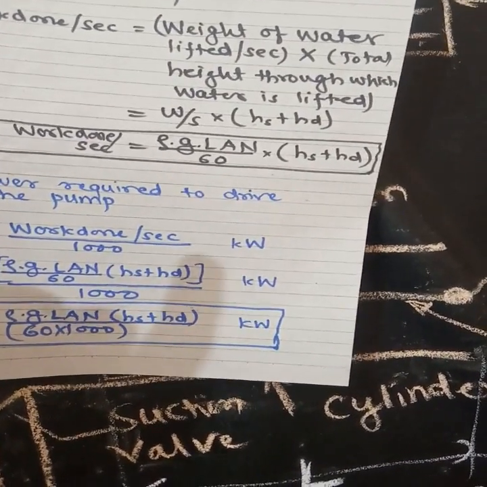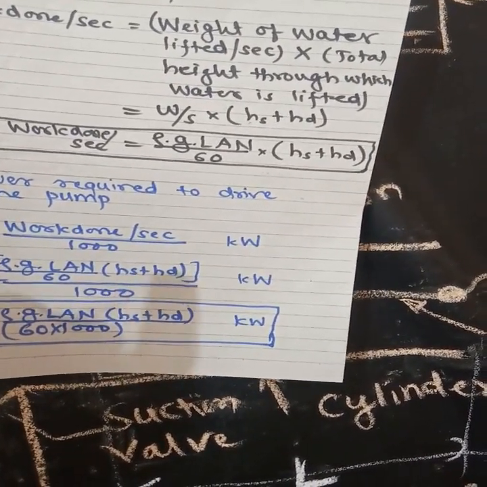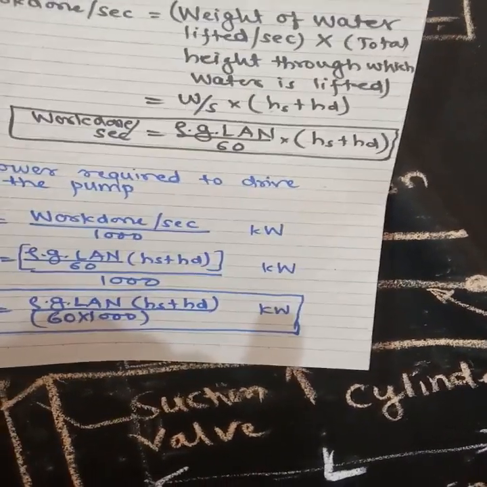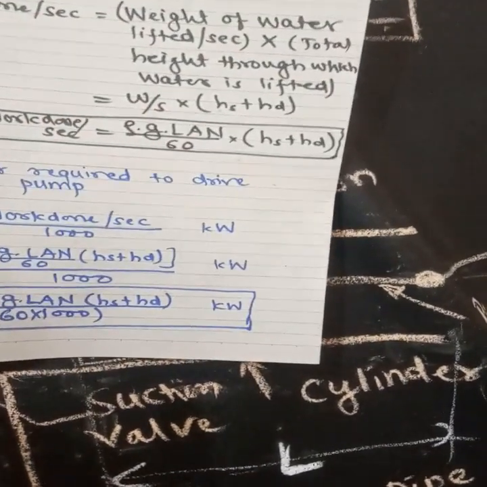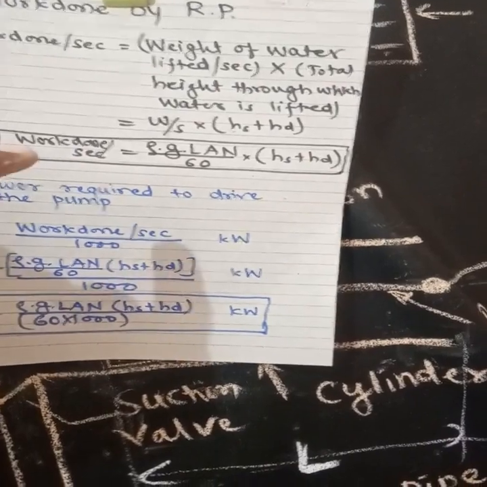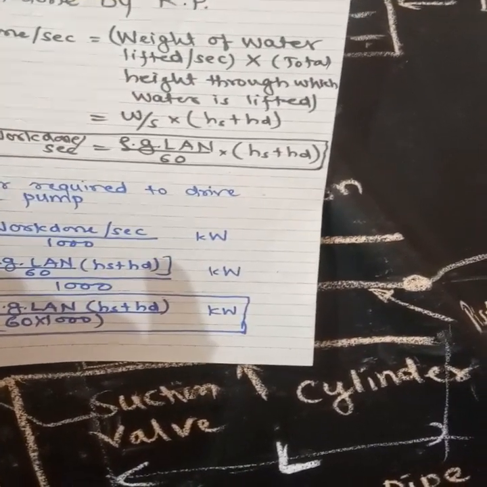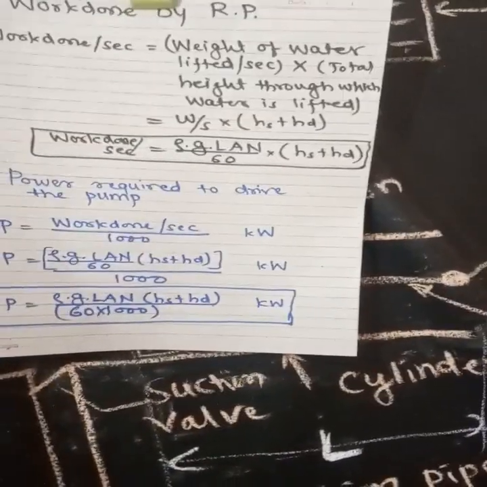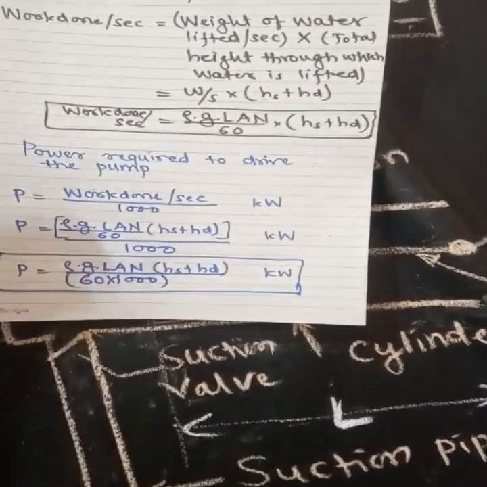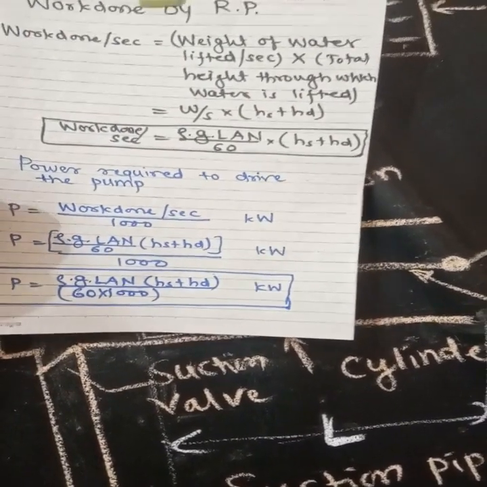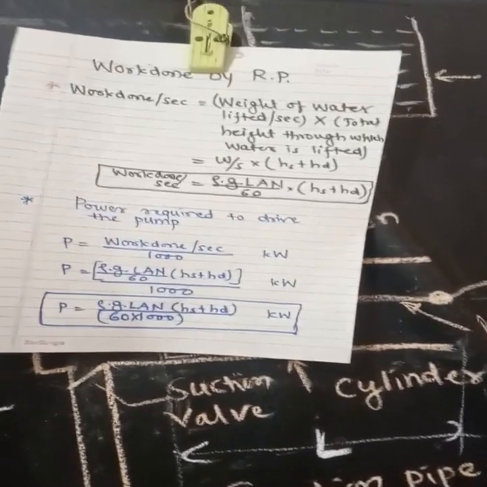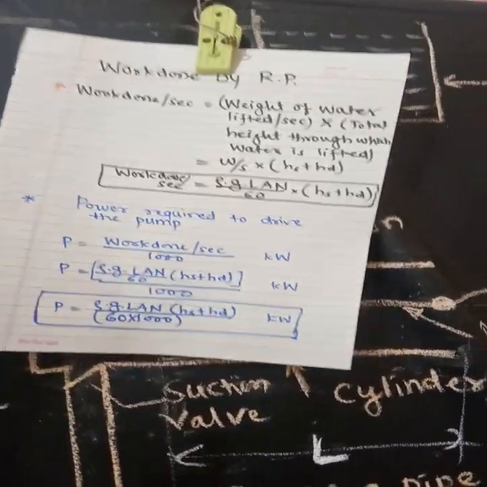And as you know, the weight lifted per second is represented by the formula rho g L A N by 60, and this is the total head in bracket Hs plus Hd. So finally the work done per second can be represented as rho g L A N by 60 in bracket Hs plus Hd. Similarly, the power required to drive the pump is again very simple. The power required to drive the pump is simply work done per second divided by 1000, and its value will be given in terms of kilowatt.